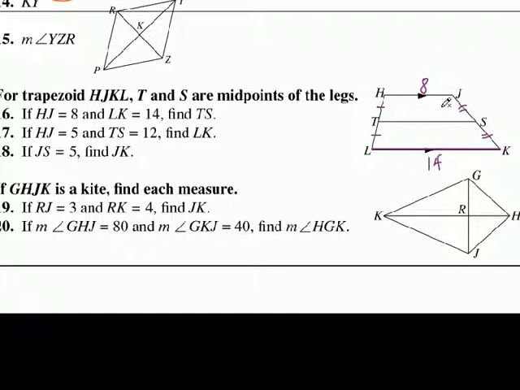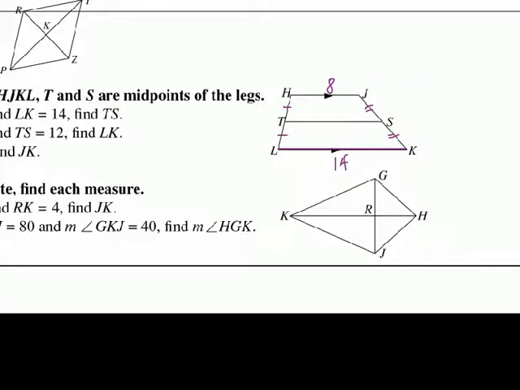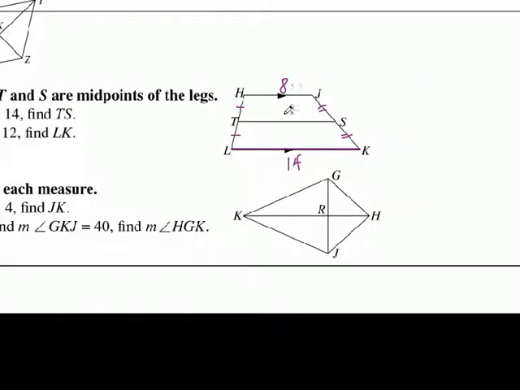Find TS. Well, you just have to remember there's a relationship between these. You have to know what it is to be able to do this. What do we do to these two numbers to find TS? TS is basically the average of these two bases. So what do we do to find the average of two numbers? Add them up and divide by 2. So 22 divided by 2 is 11. That right there would be 11, and that's your answer.